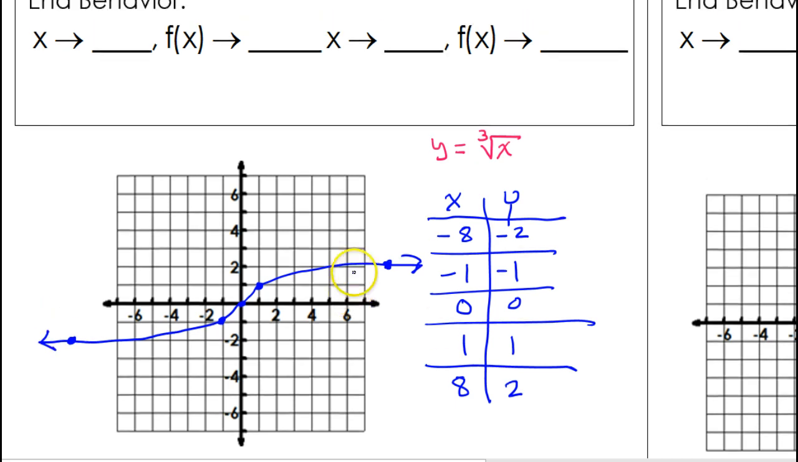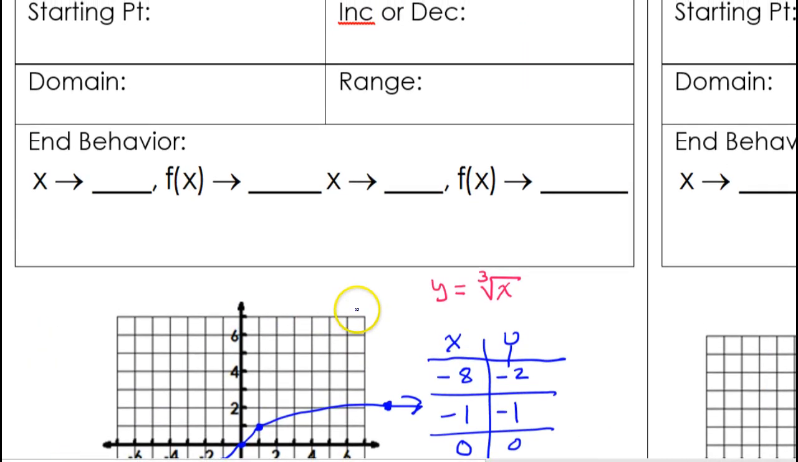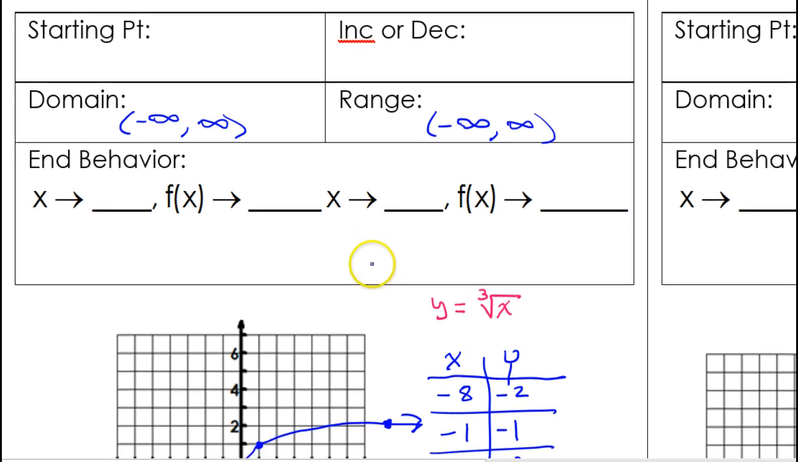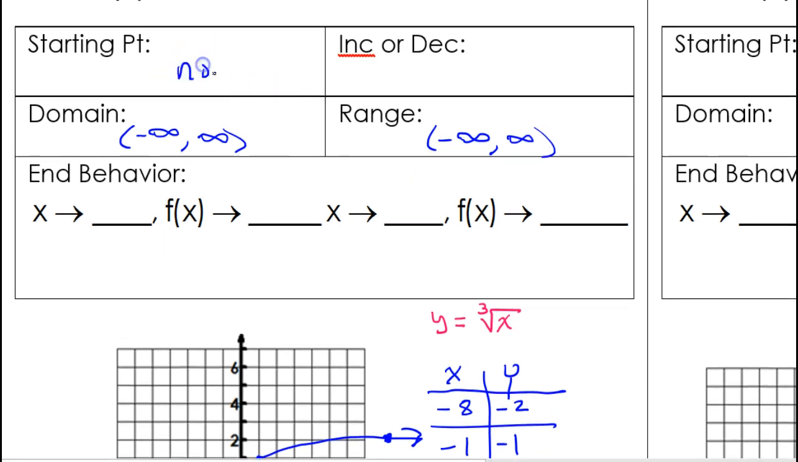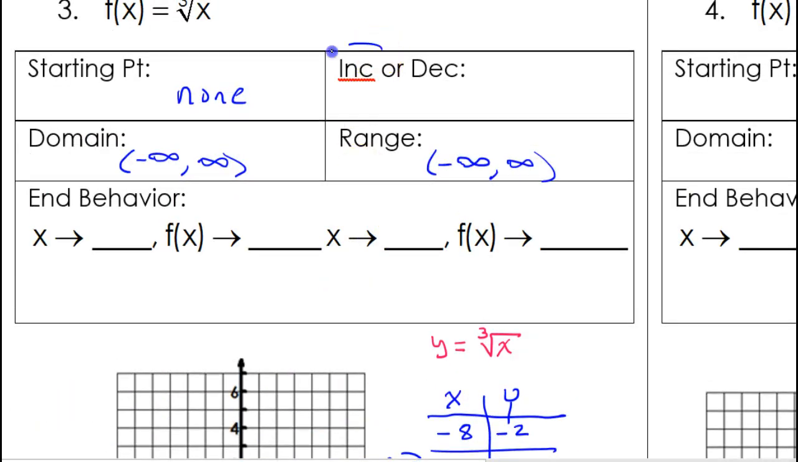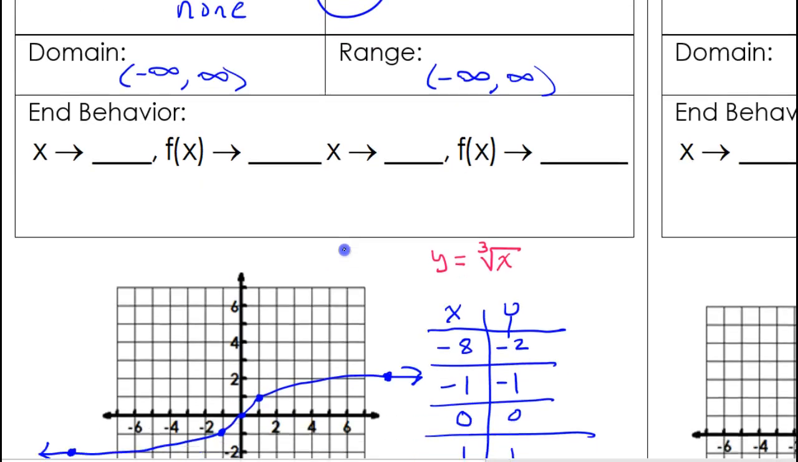Now, because of that, the domain and range are always going to be negative infinity to positive infinity. All cube root graphs have a domain and range of negative infinity to positive infinity. No exceptions. There is no starting point for a cube root graph. So from left to right, this graph is increasing. See how it's rising? So this is definitely increasing.